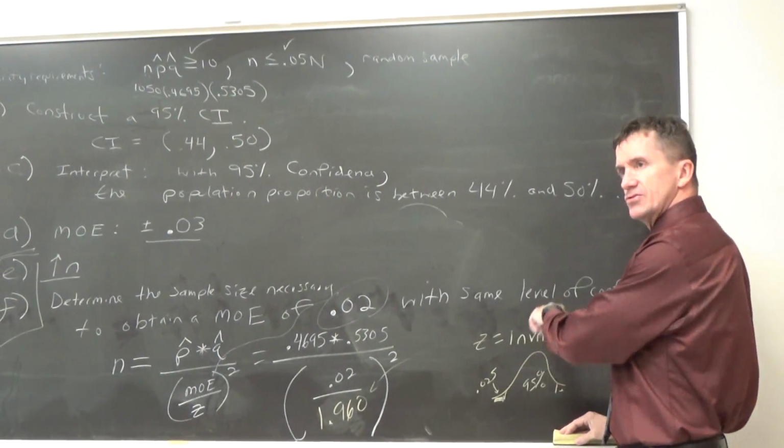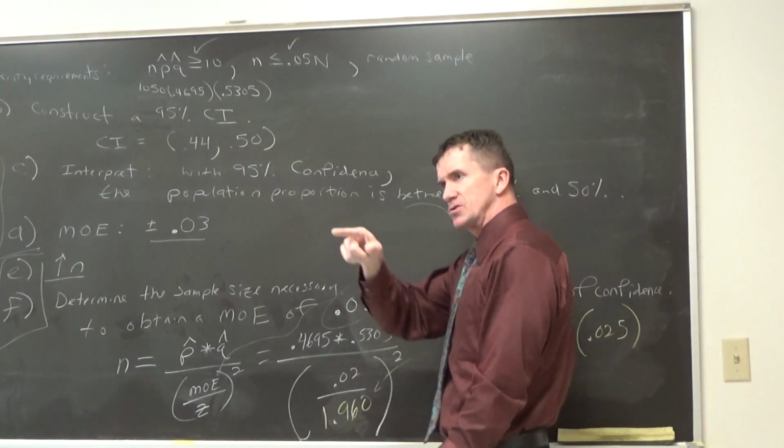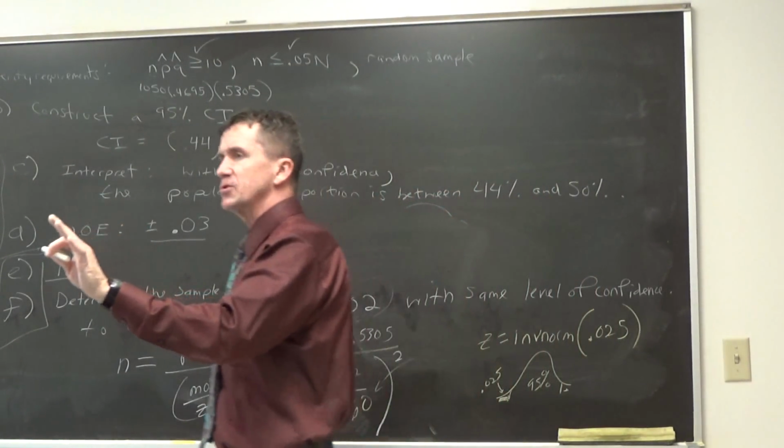So if everyone is okay with that, these are two ways to get this z-score. Do you prefer the table or the inverse norm button? Can you tell me one more time how to find it on the table? Absolutely.